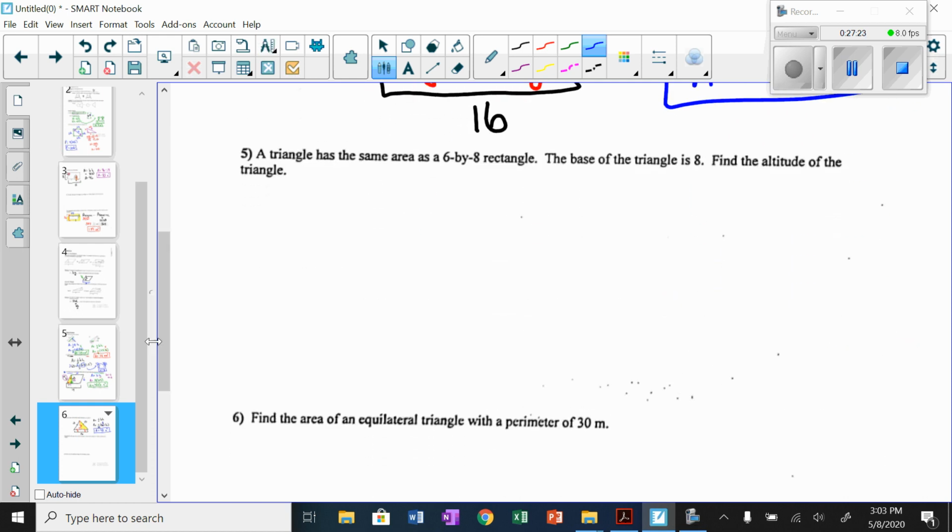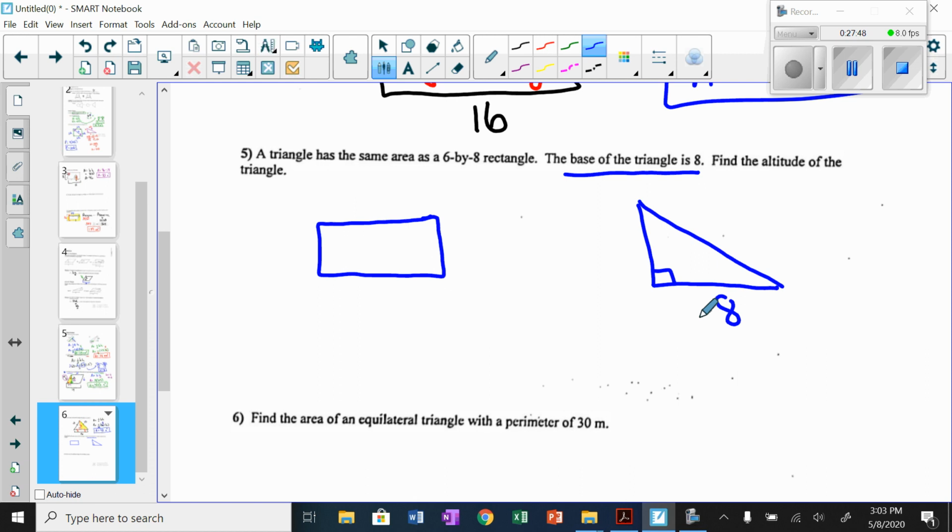Hey, this next question is also a great question. A triangle has the same area as a 6 by 8 rectangle. The base of the triangle is 8. Find the altitude of the triangle. Okay, so I know I have a rectangle and I know I have a triangle. I'm going to make a right triangle so my side is also my altitude. They're saying the base of the triangle is 8. Find the altitude. I'm going to call it x.